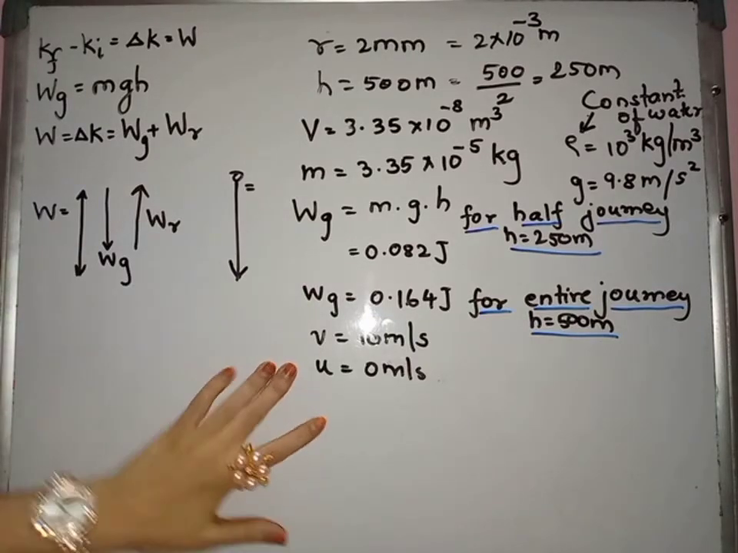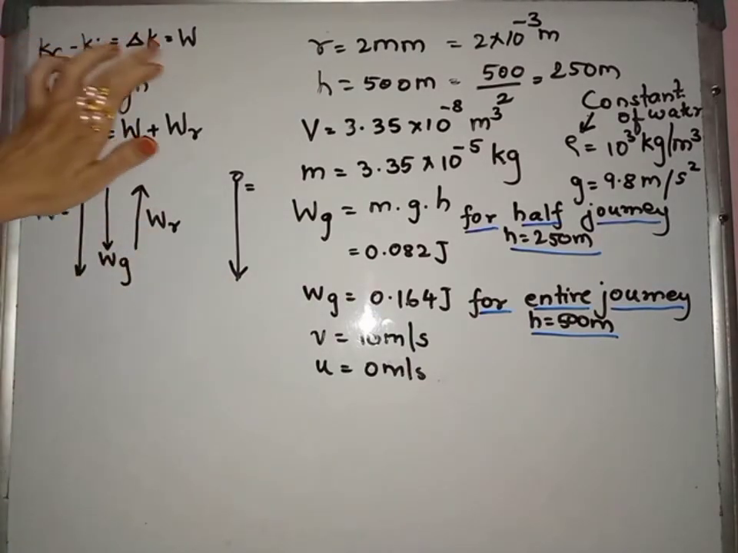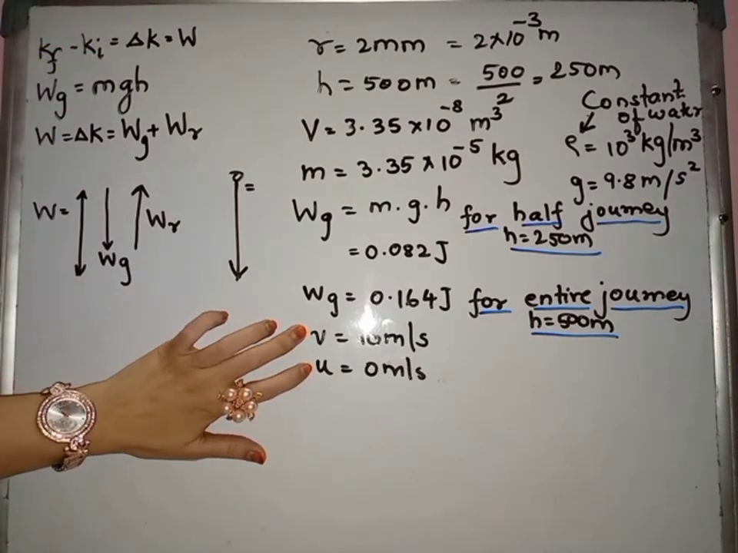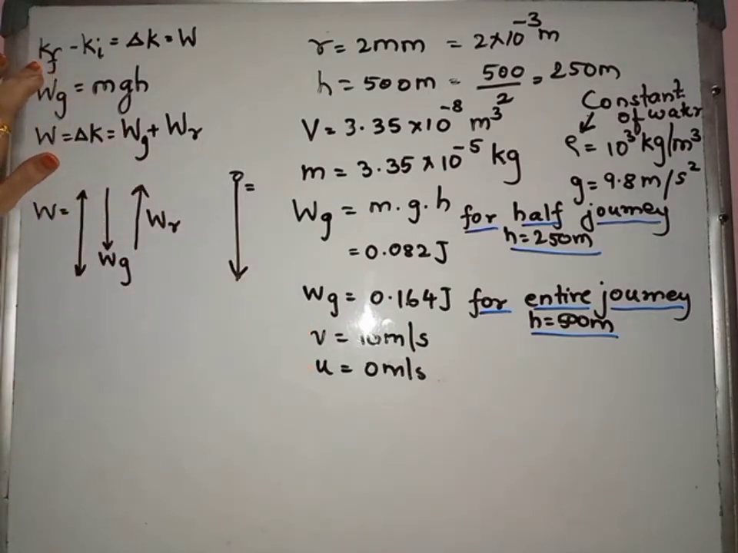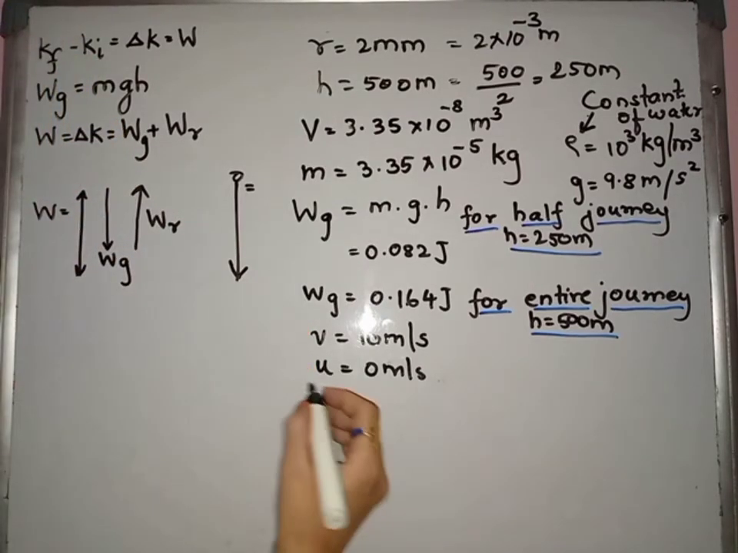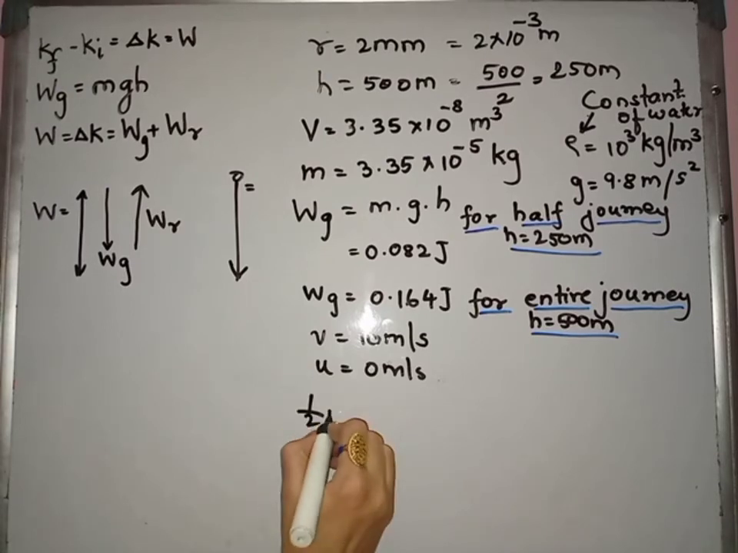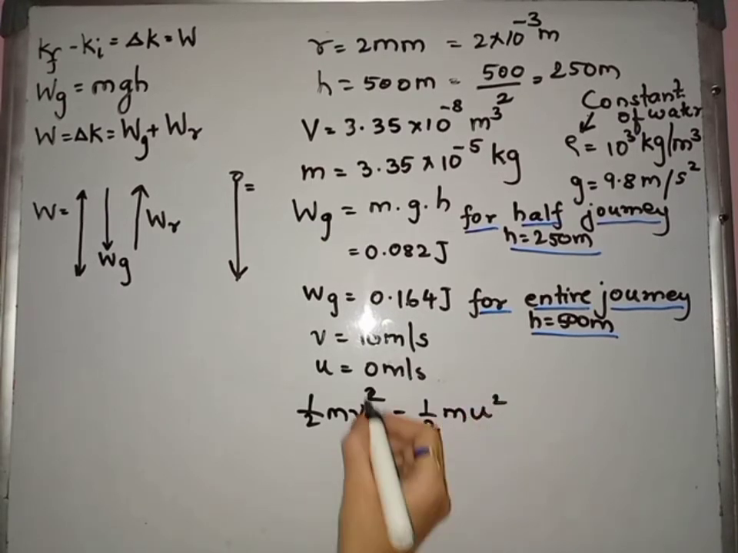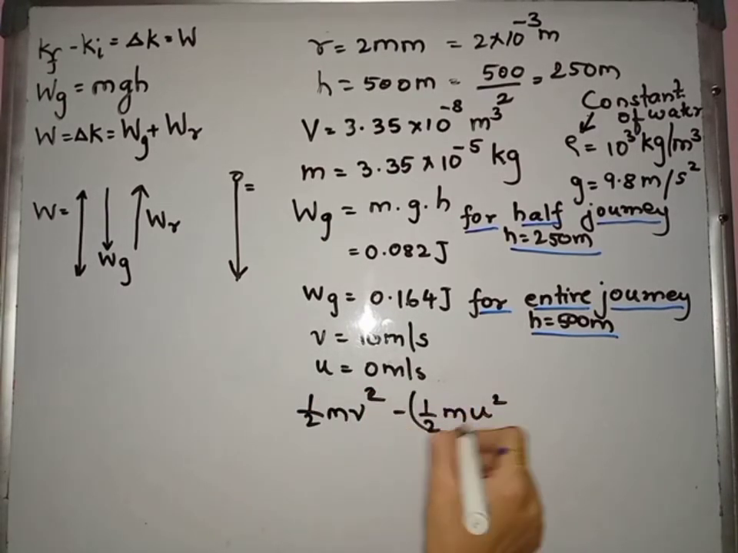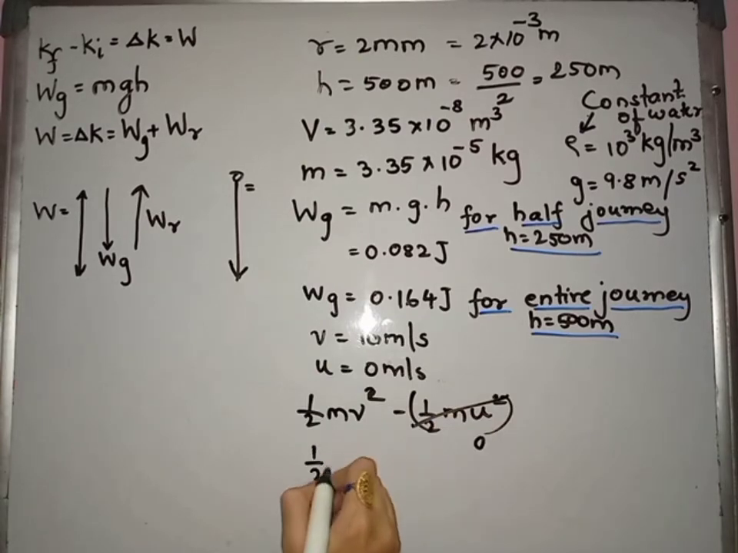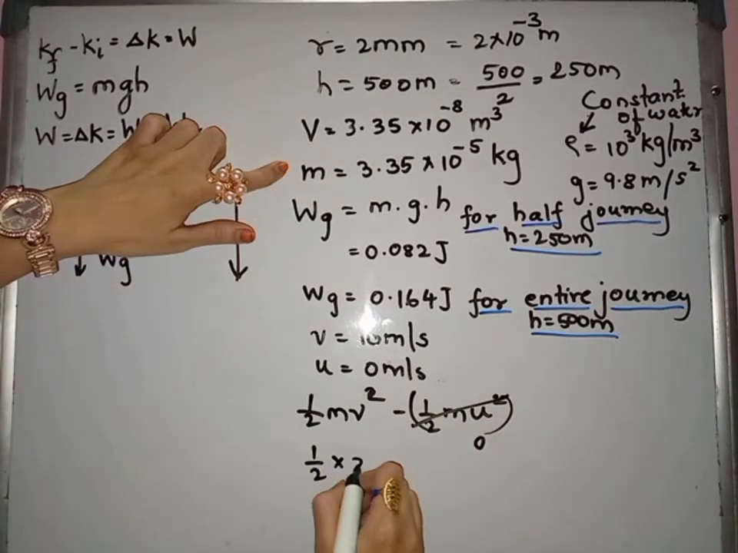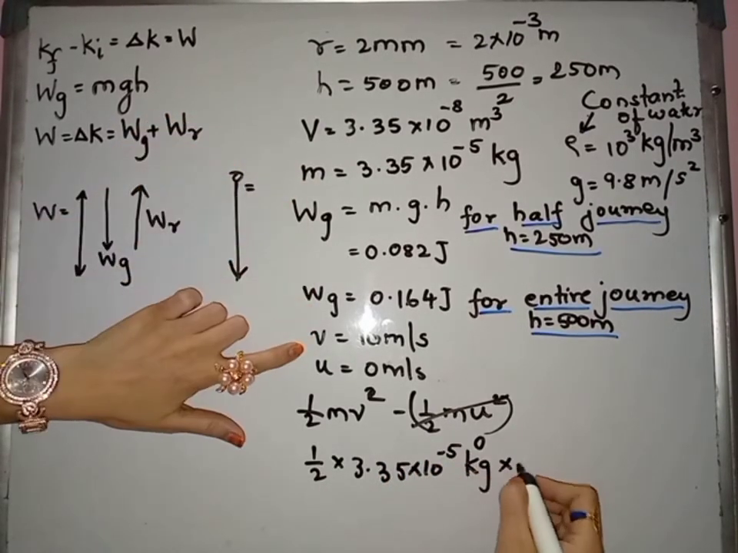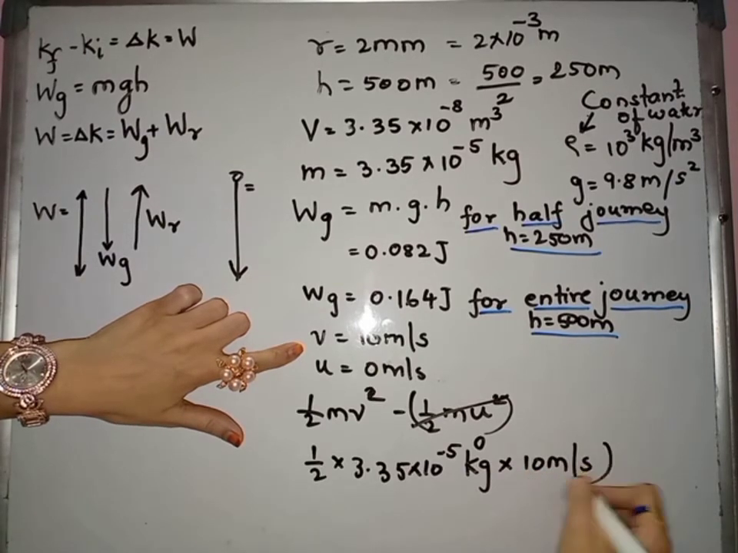To substitute in these formulas, we know Kf and Ki, which we can find out using initial velocity and final velocity. So let us substitute and first find out Kf minus Ki. What is Kf? Half mv square minus half mu square. U square is here 0, so this whole thing becomes 0. We are left with half into mass 3.35 into 10 to the power minus 5 kgs into velocity 10 meter per second square.